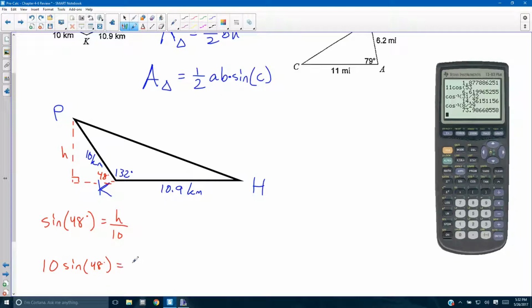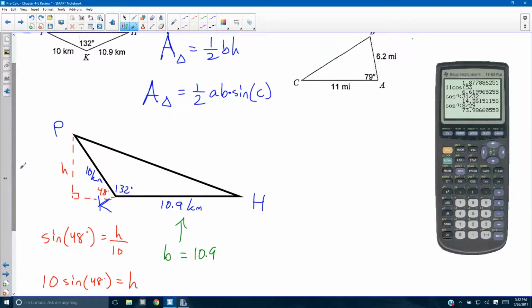Now, when I write out this formula, by the way, the base length, as I said, was 10.9. I'm choosing this as my base. When I write out the formula for area, 1/2 base times height, I get area equals 1/2 base times height, 10 times sine of 48.